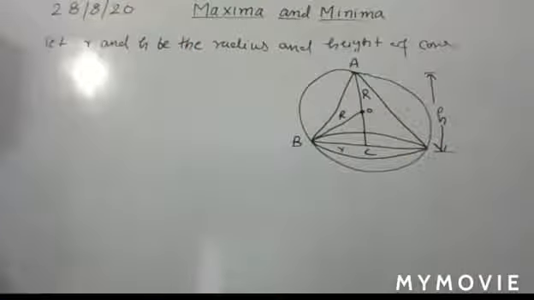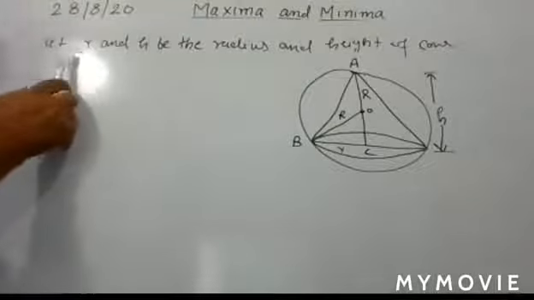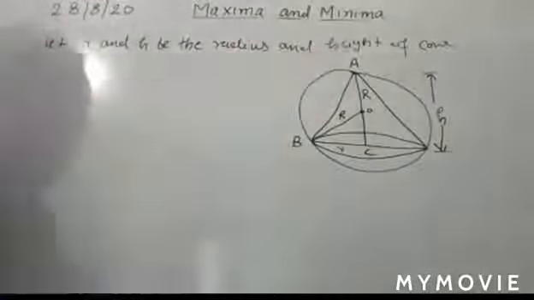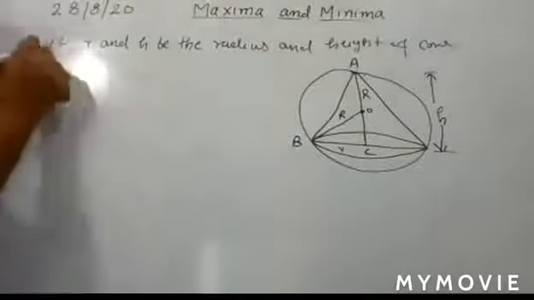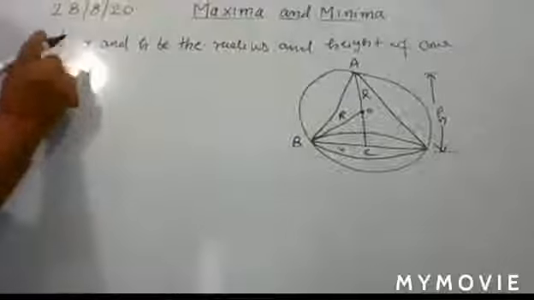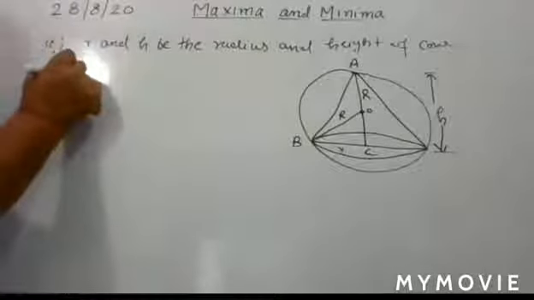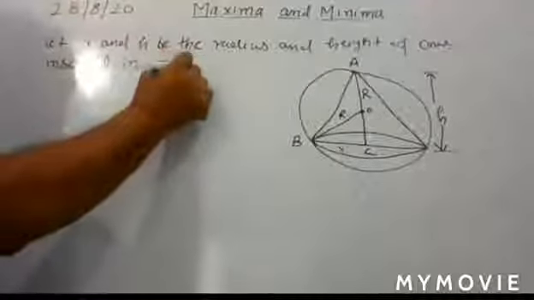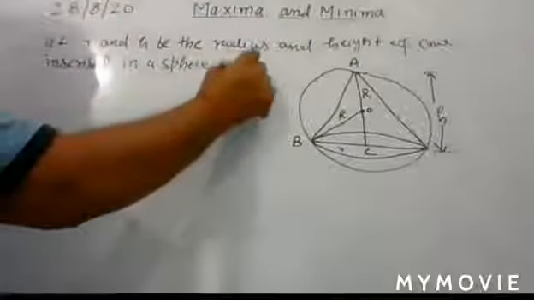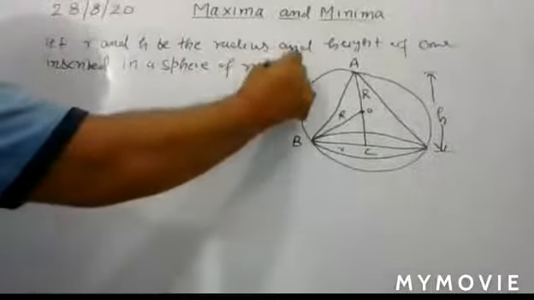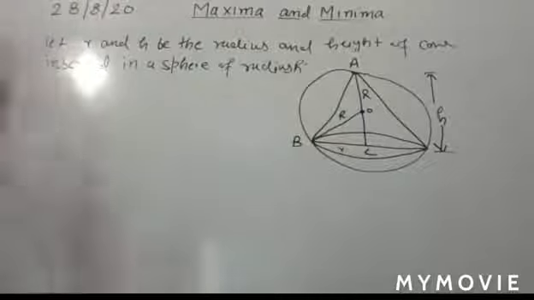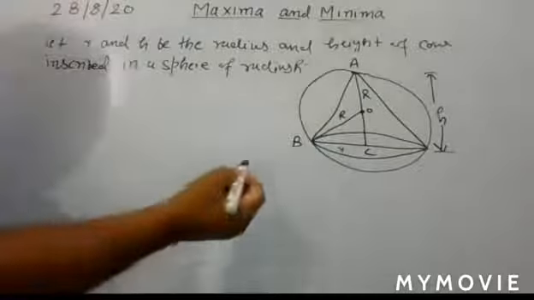Okay, so in this way, here you assume. Just see here. Suppose r and h are the radius and height of a cone inscribed in a sphere of radius capital R. If you assume like that, just see here.